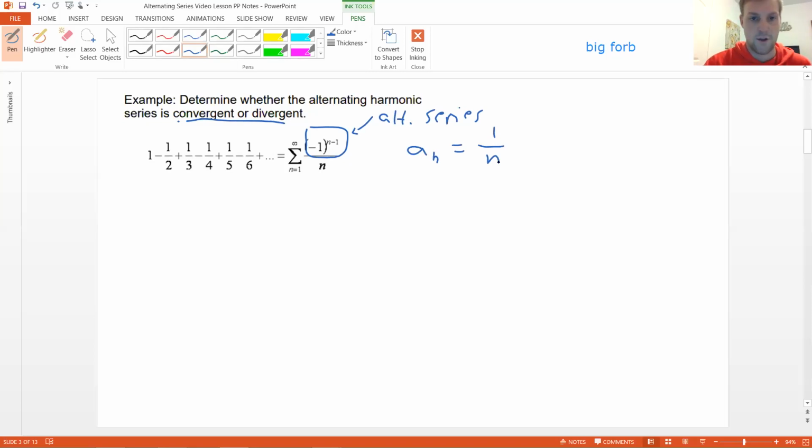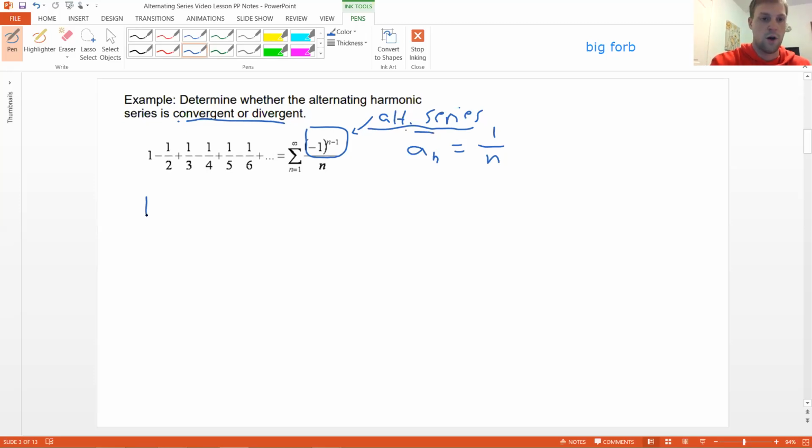Now it's kind of interesting though, because we know that the series 1 over n actually diverges. It's a harmonic series, or if you think of it as a p series, p is not greater than 1, so it diverges. But it's interesting about the alternating harmonic series. We'll see what happens as we do that.